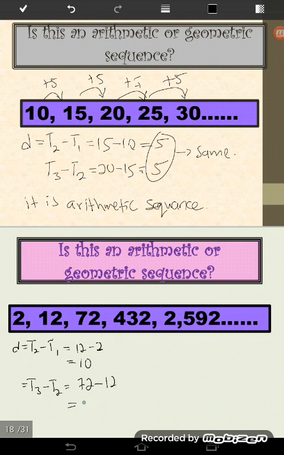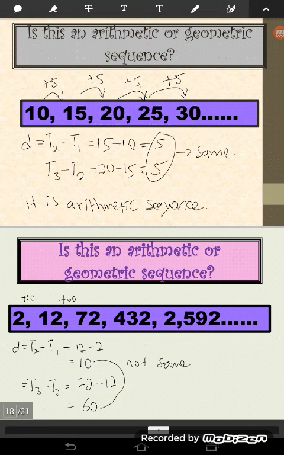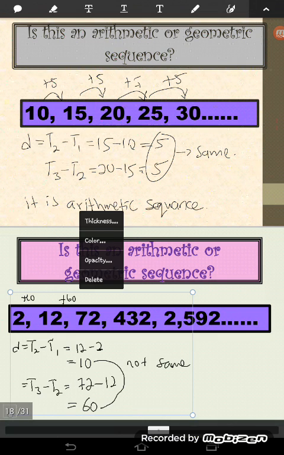So for this one, dapat apa? This one you got 60, right? Okay, so yang ni dapat 60, not same. Okay, so tak sama. Takkanlah sini tambah 10, lepas tu sini tambah 60. Ni bukan arithmetic lah. So kalau nak arithmetic sequence, dia kena sama. So this one not arithmetic. Okay, since it is not arithmetic, so try tengok the geometric ke bukan.